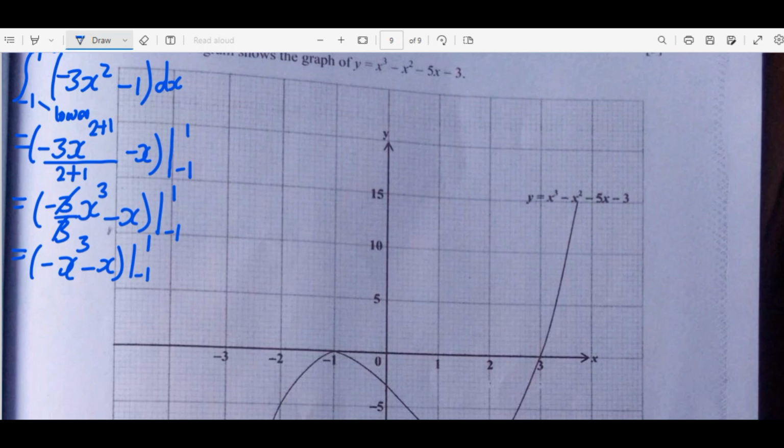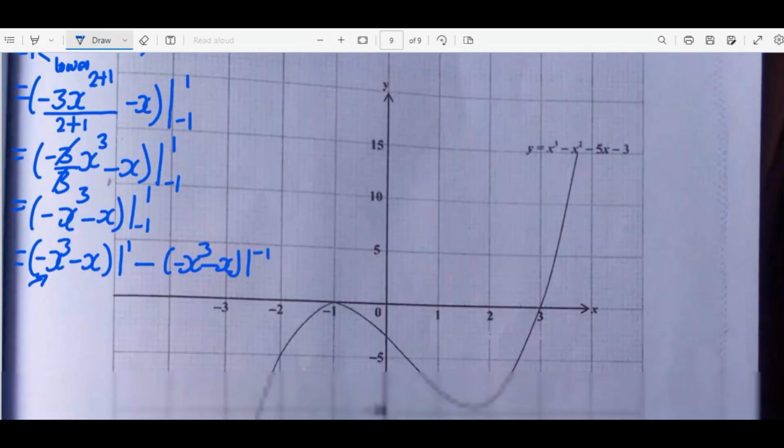Now what are we supposed to do after we are done integrating? So you write -x cubed minus x, then for the first part you use the upper limit, which is +1. Always you subtract, then you write the exact thing here, -x raised to the power 3 minus x. This one must be evaluated using the lower limit, which is -1. From there we are going to do substitution.